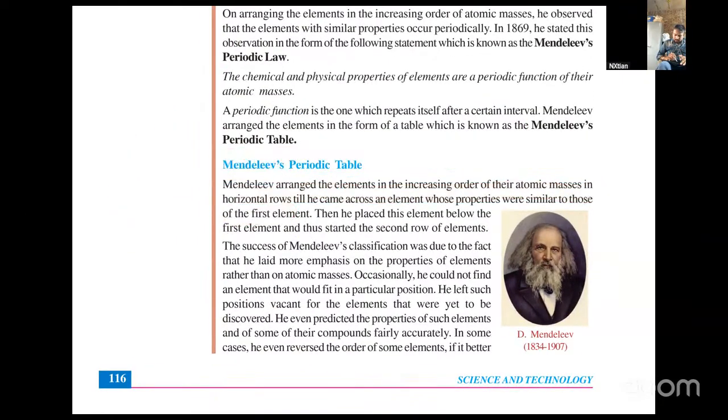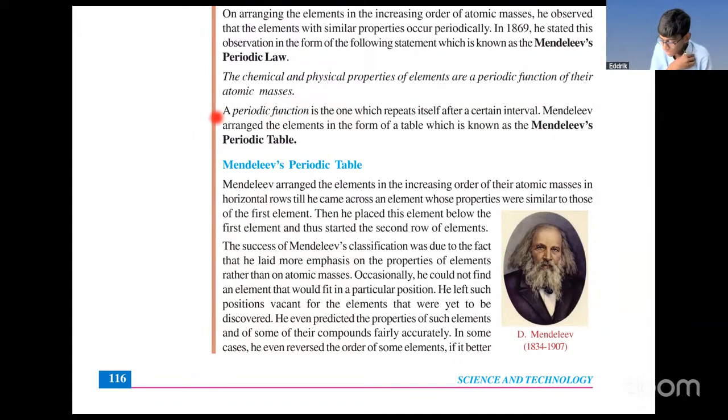Yes. Please read this. A periodic function is the one which repeats itself after a certain interval. Mendeleev arranged the elements in the form of a table which is known as Mendeleev's periodic table. Mendeleev arranged the elements in the increasing order of the atomic masses in horizontal rows till he came across an element whose properties were similar to those of the first element. Then he placed that element below the first element and started the second row of elements.